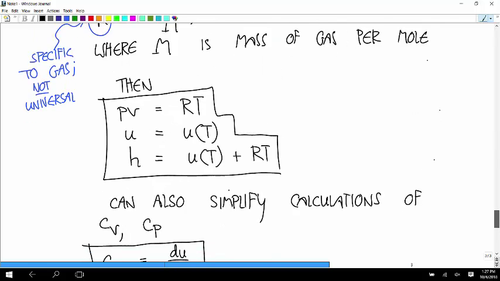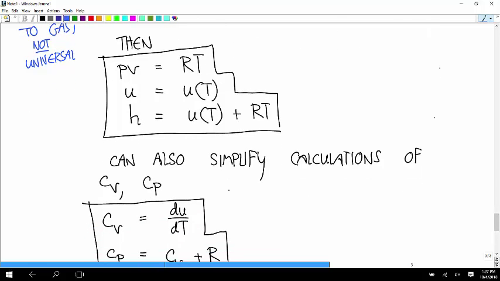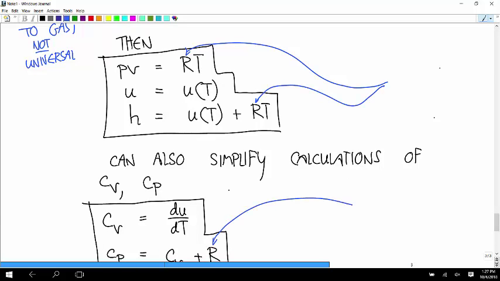And again, these R's are not universal. You have to calculate that for each specific gas that you're dealing with.